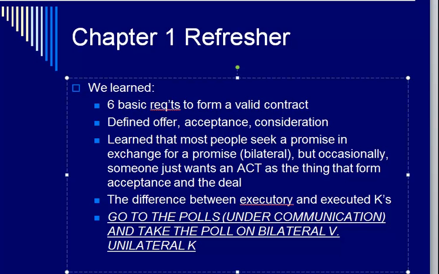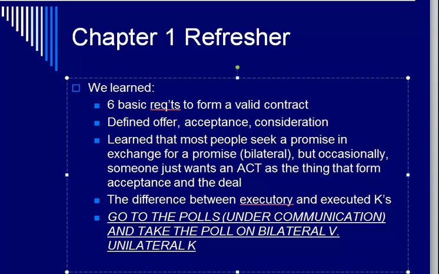Let's refresh what we learned from chapter 1. We learned 6 basic requirements to form a valid contract. We looked at some definitions of those requirements. The hardest thing, the thing that people struggle with the most usually, is that unilateral versus bilateral thing.